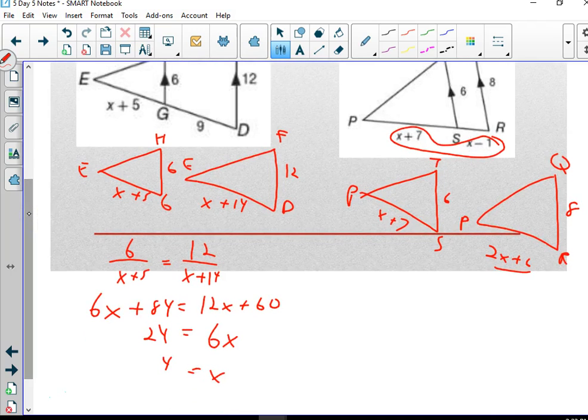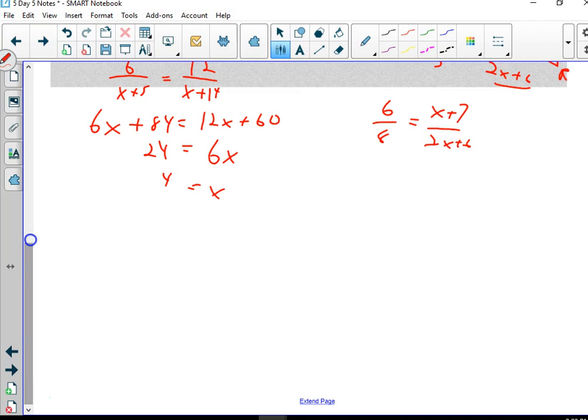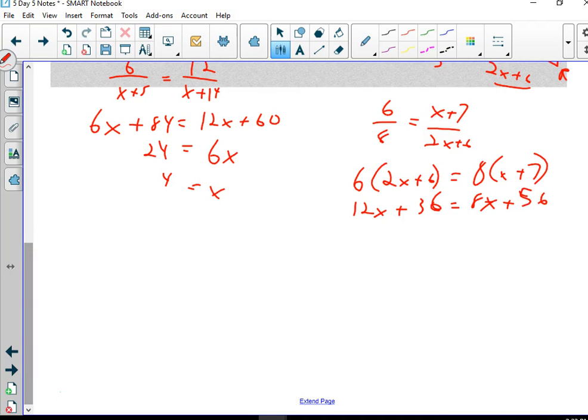So now I just set up my proportion. I'm going to write it the other way this time. I'm going to say 6 to 8, x plus 7 from the same triangle as 6, 2x plus 6. Now I just cross multiply and distribute. I'll write out this time. Six times 2 is 12x, and 6 times 6 is 36. 8x plus 56. I will subtract 8x to the left this time, which leaves me 4x. I will subtract 36, which leaves me 20, divide by 4, and x is 5. And that's it.